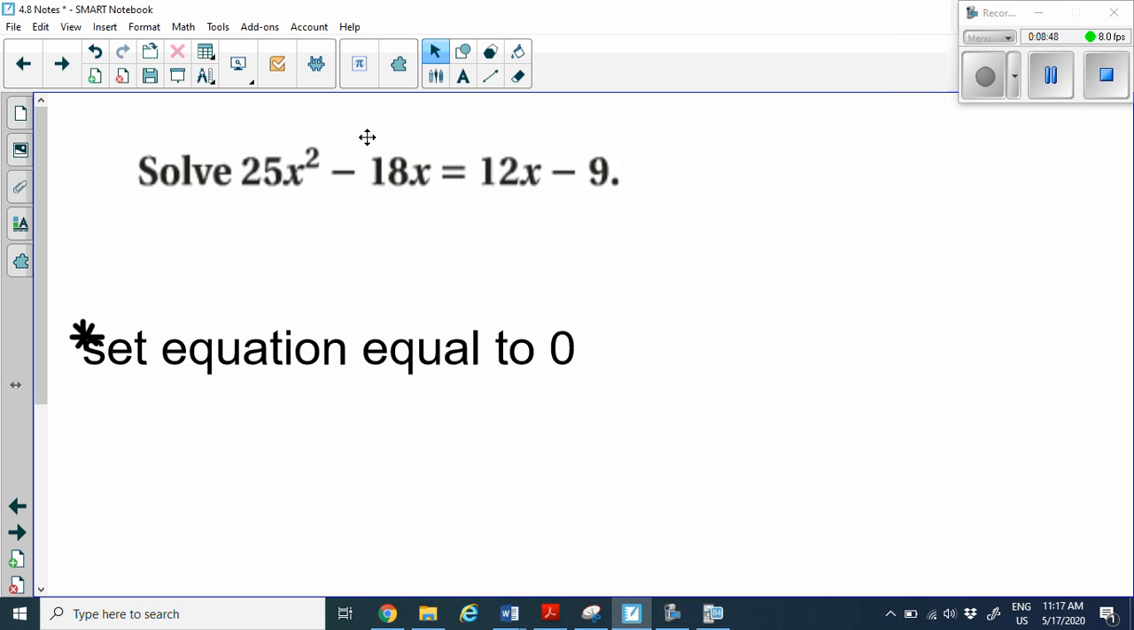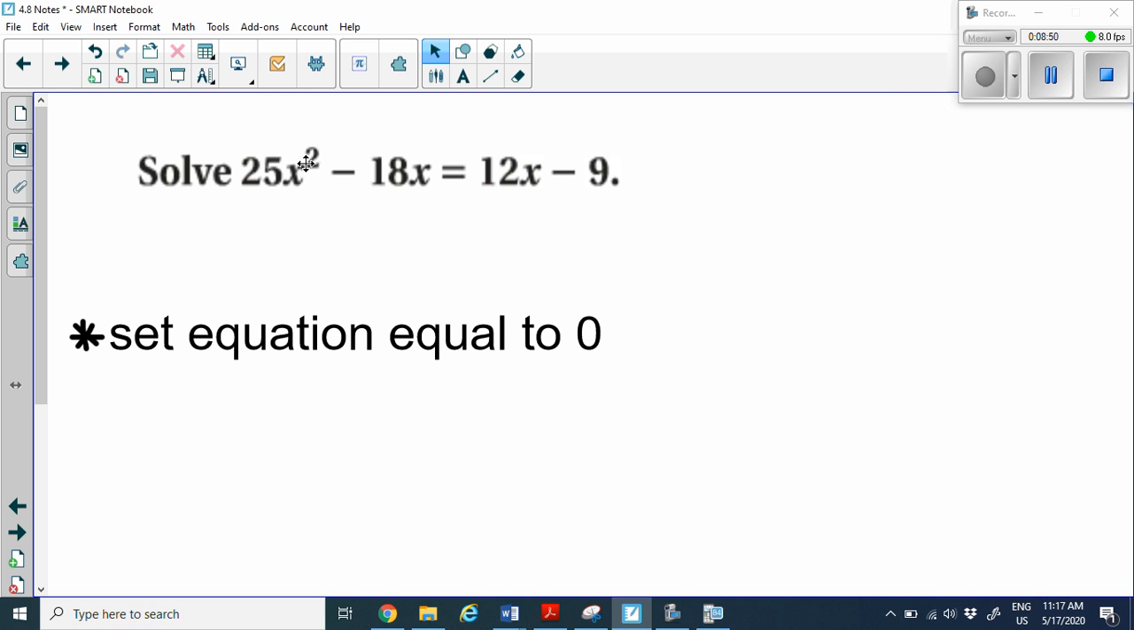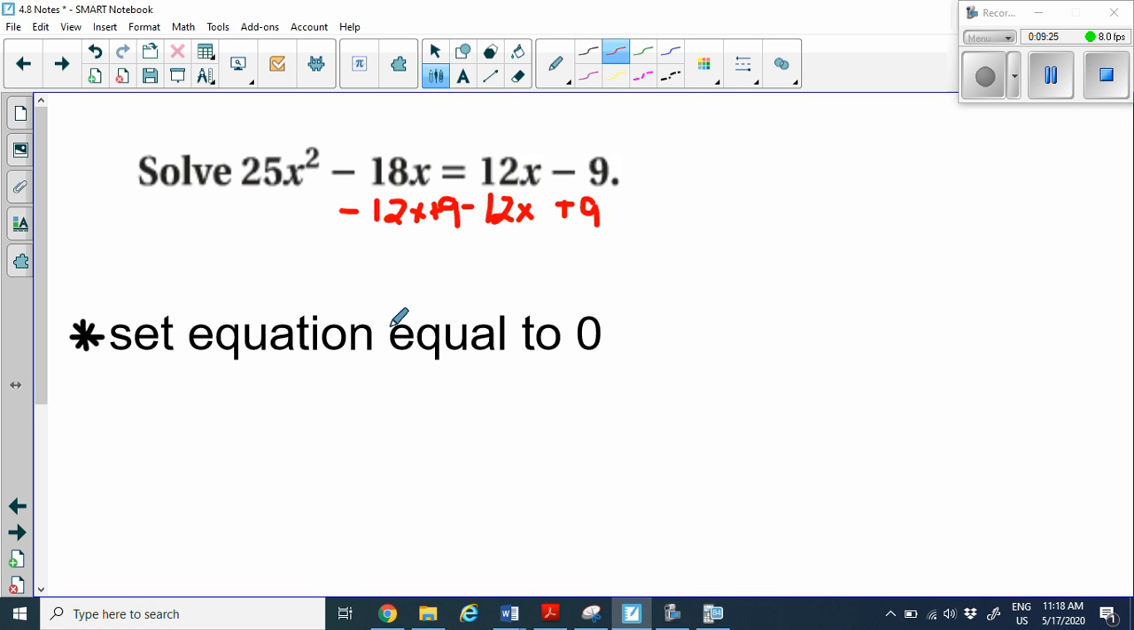Now, when we set our equation equal to 0, we always want to keep our variable squared positive. So notice 25x squared is already positive. So I'm going to go ahead and move my 12x over and my -9 over to the other side. So I'm going to subtract 12x from both sides. Now notice I can combine it with my -18x because they are like terms. They both have x. And then I'm going to add 9 to both sides. This one I cannot combine with anything. I cannot combine it with the x squared because it does not have an x squared, so it does not have a like term.